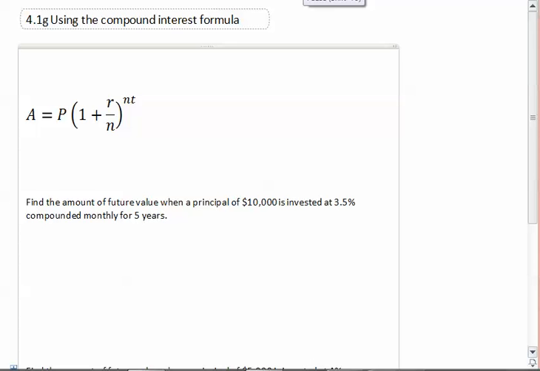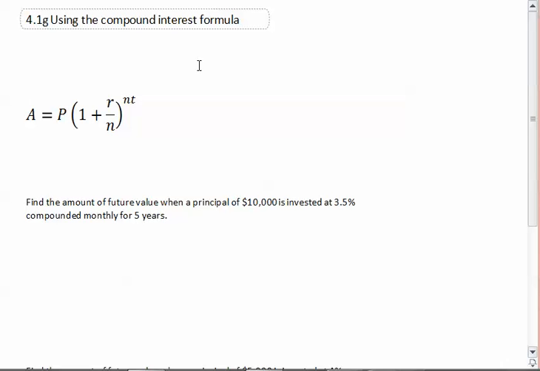Alright, so now we're finally to the fun part in this series of videos where we get to actually see how this works in the real world. So let's take a look at using the compound interest formula. I've typed the compound interest formula here for you, and I'm going to start off by explaining what we mean by compounding.